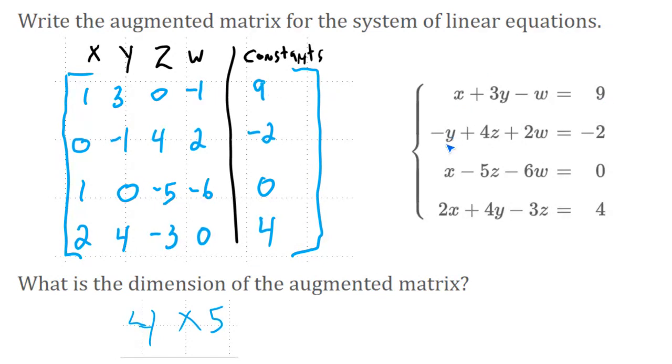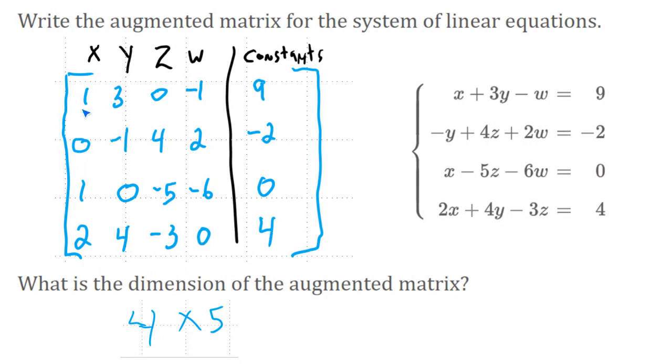Then I have no x in the second equation, so I put a 0. Then we have a -1, a 4, a 2, and a -2. And then in the third we have a 1, there's no y, so I put a 0. Then I have my -5 and my -6, and then my constant is 0. Then we have the 2, the 4, the -3, and there's no w, so we include 0. And then we have our constant 4.